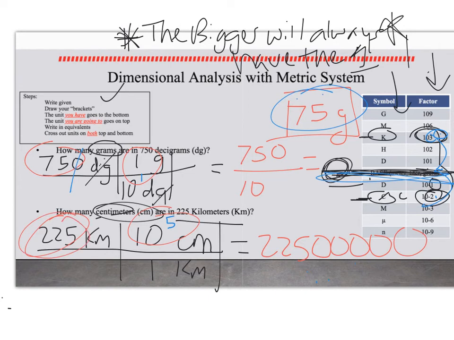In my given, I have 3 sig figs because of the non-zeros. So I just report my answer in 3 significant figures. I can use scientific notation where I have 2.25 times 10 to the 1, 2, 3, 4, 5, 6, 7th power, and then I need to write my unit centimeters because the kilometers cancel out. So there are 2.25 times 10 to the 7th centimeters in 225 kilometers.